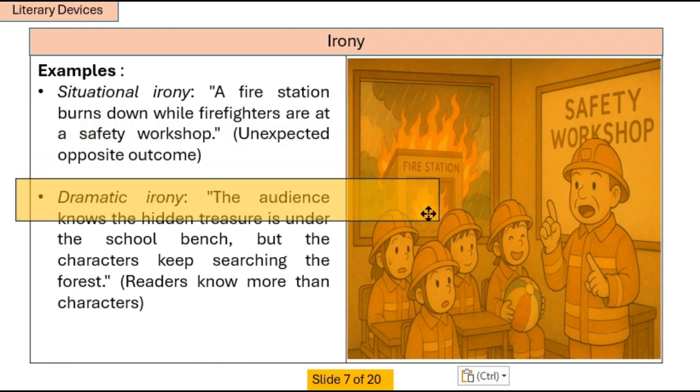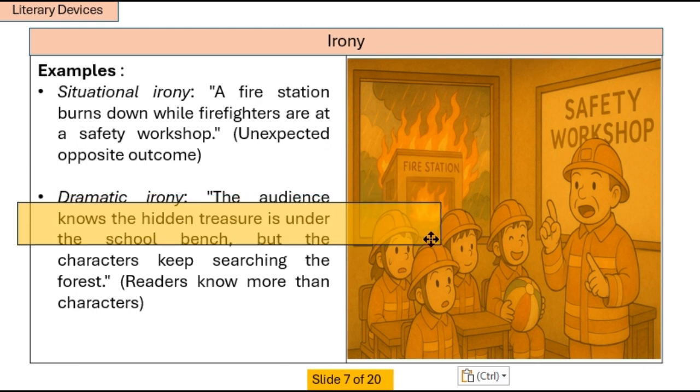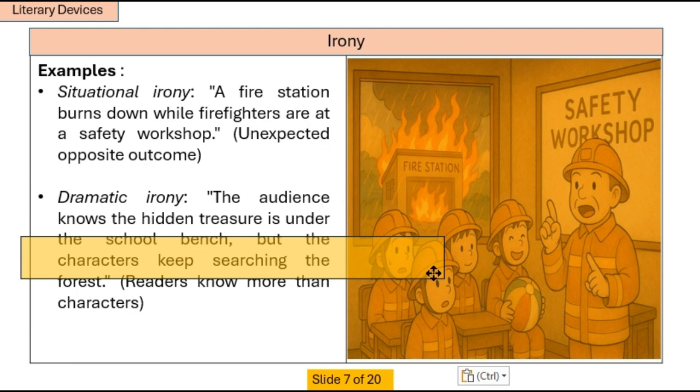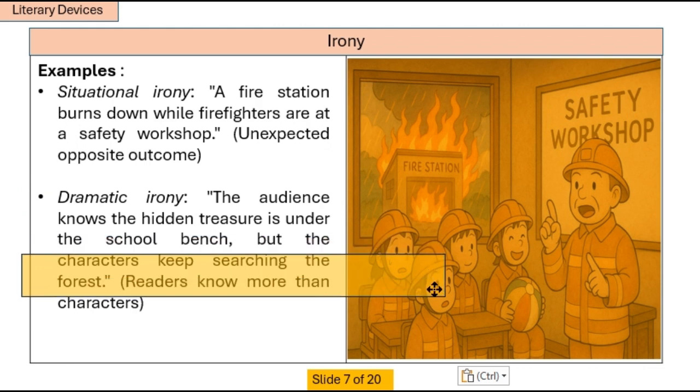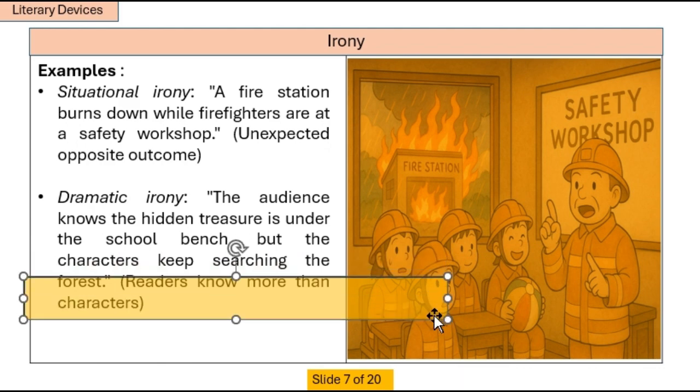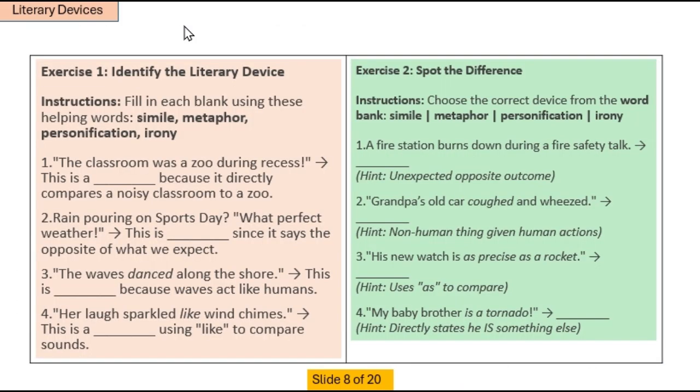The last type is a dramatic irony. The audience knows the hidden treasure is under the school bench, but the characters keep searching the forest. Hence, you can see the irony that the readers know more than the characters. Please complete exercises 1 and 2 to show your understanding of these four literary devices.